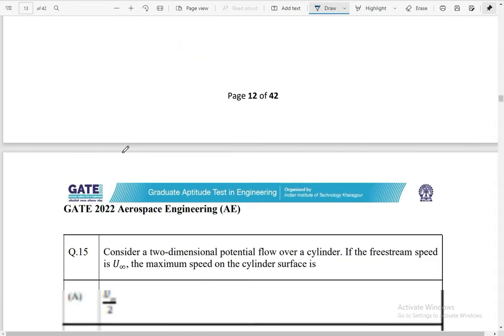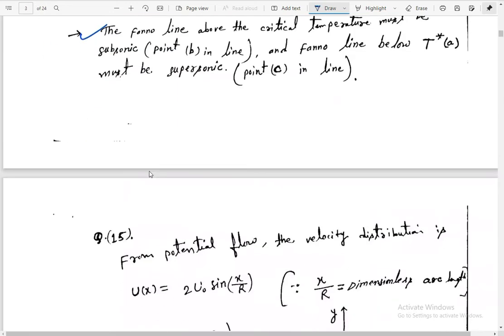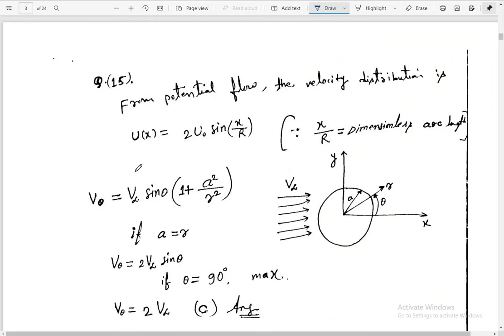Question number 15 is: consider a two-dimensional potential flow over a cylinder. If the free stream speed is u infinity, the maximum speed on the cylinder surface is. For question number 15, from the potential flow, the velocity distribution is this one, where x by r is the dimensionless arc length. This is the diagram. So v theta equals v infinity sin theta times (1 plus a square by r square). This is the formula.